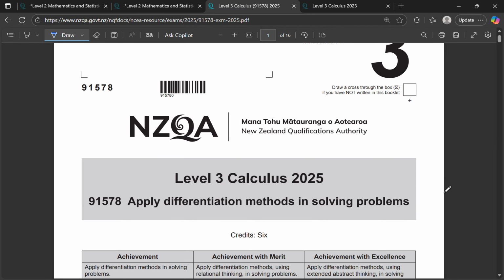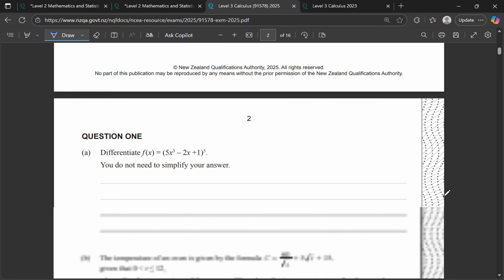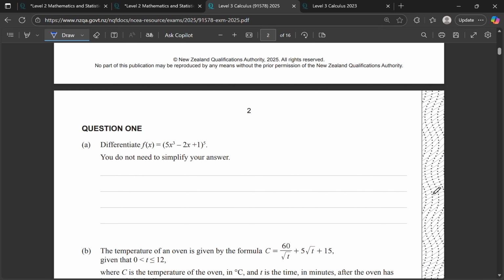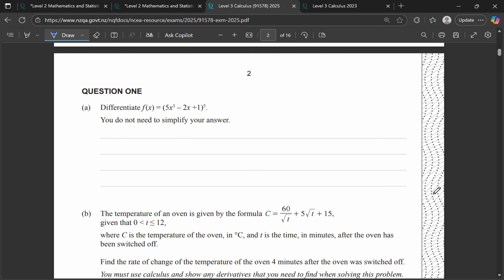I reckon this year's exam is easier than previous years' exams. Today I'm going to do Question 1. Question A: differentiate f of x equals (5x cubed minus 2x plus 1) to the power of 5. Obviously we have to use the chain rule, right?